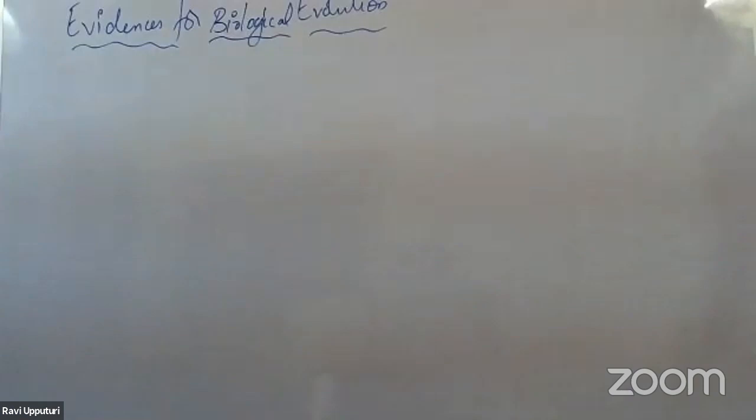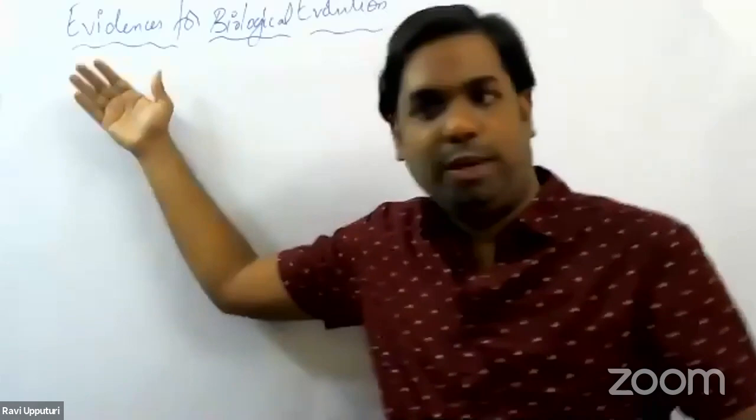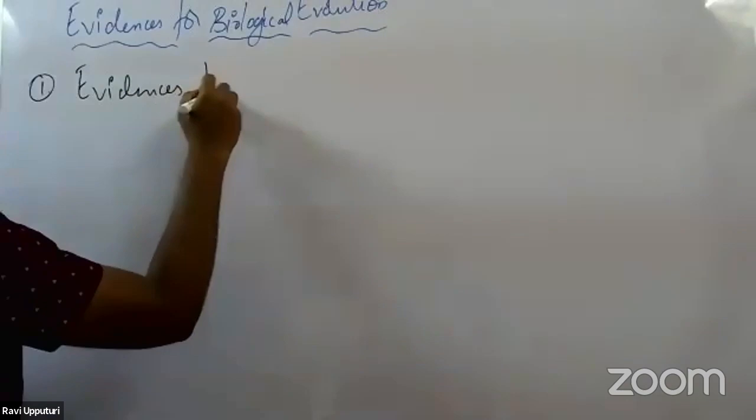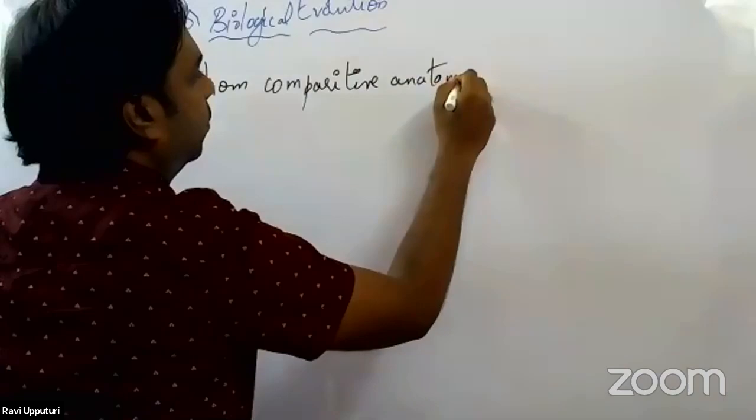As I've already said, scientists have collected evidences from different branches of biology. So what are the different branches of biology scientists worked on, and from which did they start collecting evidences? First we'll take up those different evidences, then we'll get into the details of each. The first type of evidence we'll be studying is evidences from comparative anatomy. Right, so this is the first branch we'll be studying, the evidences from comparative anatomy.